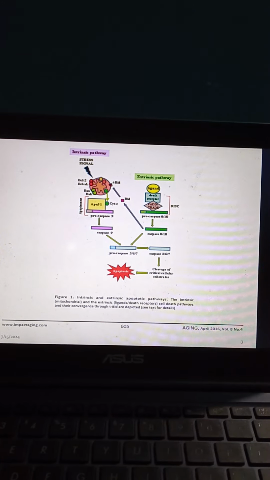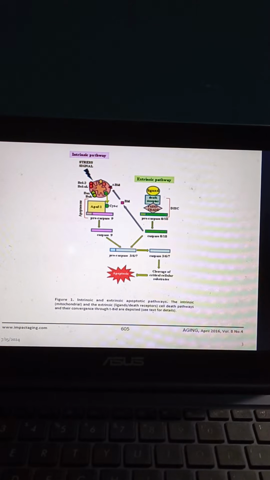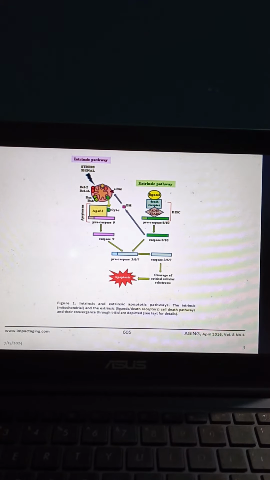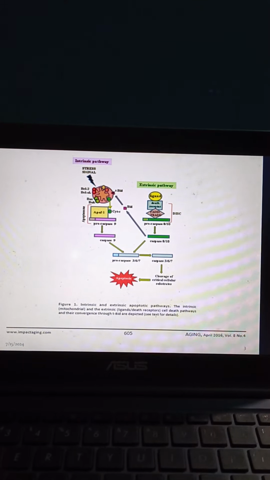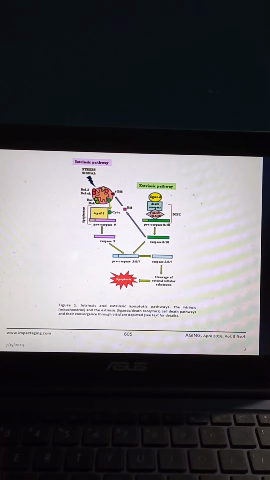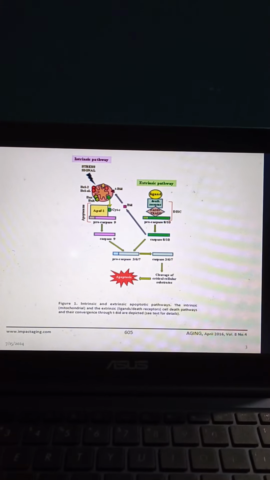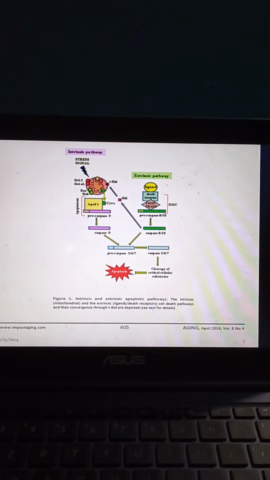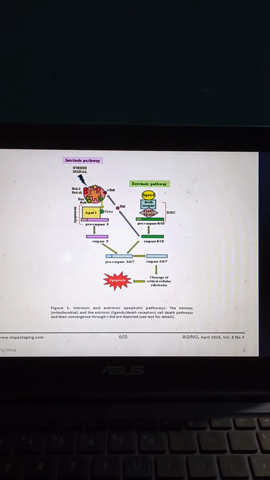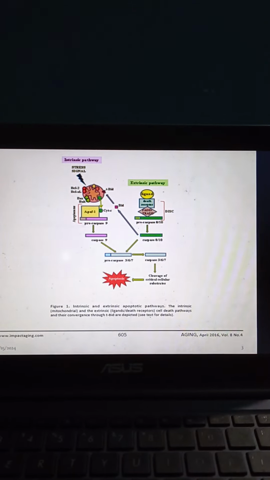In the extrinsic pathway, the ligand binds to the death receptor, that is FADD, TRADD, and procaspase 8, 10. This is known as the DISC complex, and it will activate caspase 8, 10, then procaspases 3, 6, 7 are activated, and at last they will activate caspases 3, 6, 7, and cleavage of critical cellular substrates, then apoptosis occurs. This is the mechanism of the intrinsic and extrinsic apoptosis pathways.